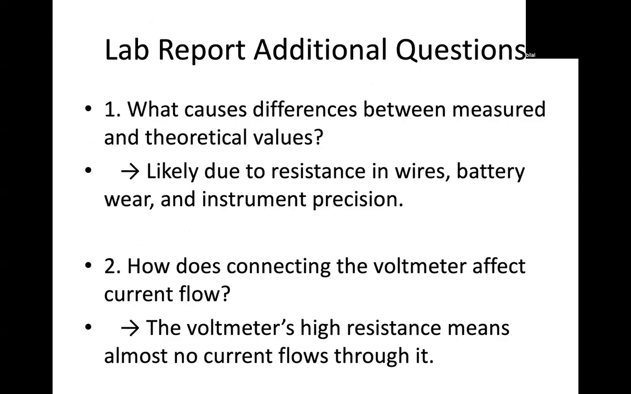Now, some key questions came up during the lab. First, why did our measured values differ slightly from theory? That's likely due to resistance in the wires, battery depletion, and instrument precision. Next, how does connecting a voltmeter affect the circuit? Since a voltmeter has a very high resistance, it draws almost no current, meaning the overall circuit current barely changes. And finally, our real-world result varied from ideal predictions because of small experimental errors and imperfect component behavior, which is expected in physical setups.